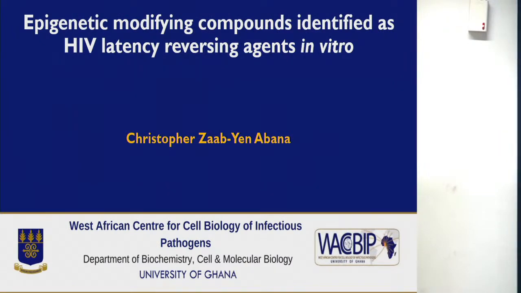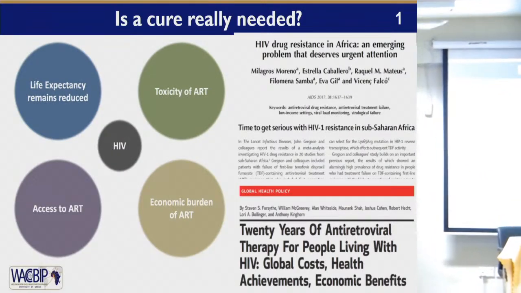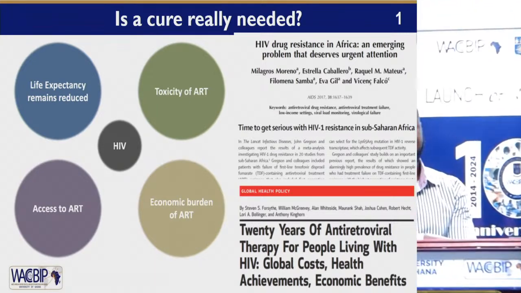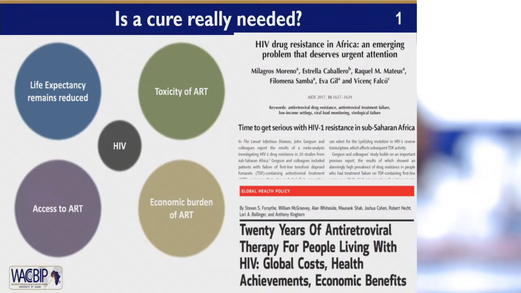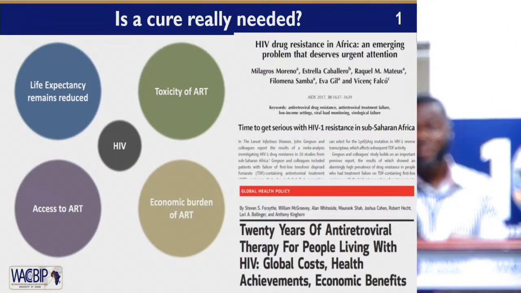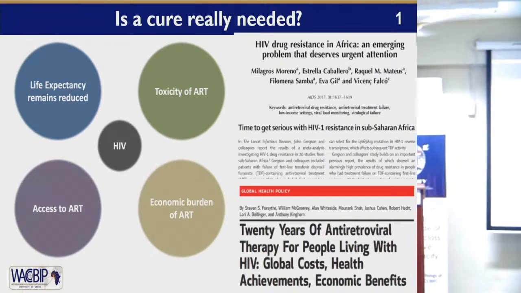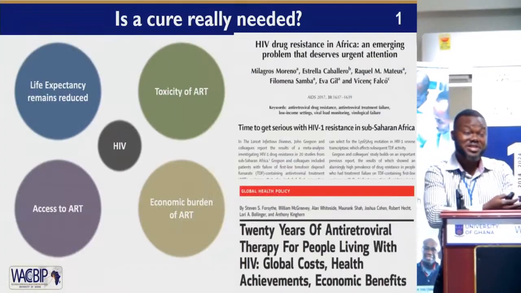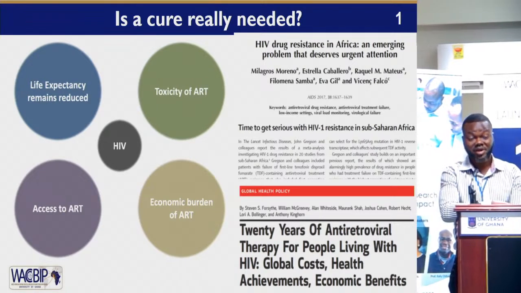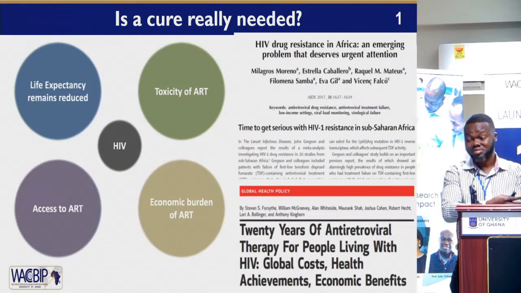All right, good afternoon. My name is Christopher Zabian Abana. I'm sure most of you sitting here might be wondering, ever since the identification of HIV in the early 1980s, close to more than 38 years ago, why we wouldn't be able to find a cure. And even that, is a cure really needed? Well, one is the huge economic burden for people living with HIV on antiretroviral therapies, even in low and middle income countries, including getting access to the ARTs.